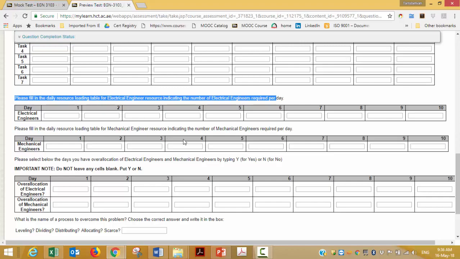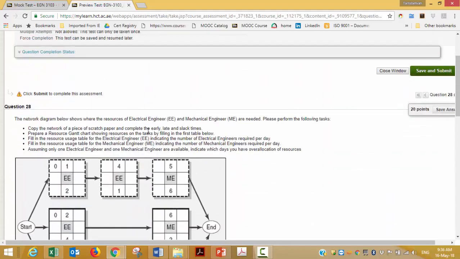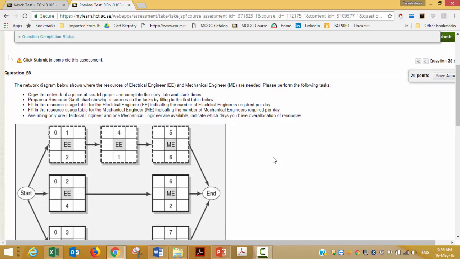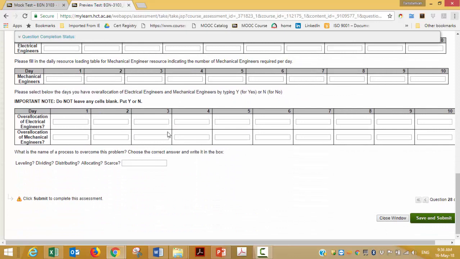Now, remember the question says you have only 1 electrical and 1 mechanical engineer available at your organization, which means you cannot use more than 1 electrical or 1 mechanical engineer on any given date. And that's the question they're asking, right? Please select below the days you have over allocation of electrical engineer and mechanical engineer by typing yes or no. Do not leave any cells blank, put Y or N.